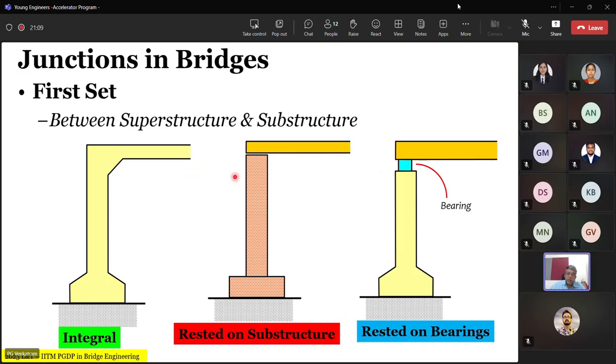For small spans, we tend to move towards an integral solution, because with bearings an unknown performance criteria comes into the picture. Bearings are generally used for spans longer than 25 to 30 meters, where we always have a bridge resting on bearings. And if the span becomes very large, then for various reasons we may go back to the integral solution instead of the bearing. That's also possible for large spans, depending upon the circumstances and the specific design situation.